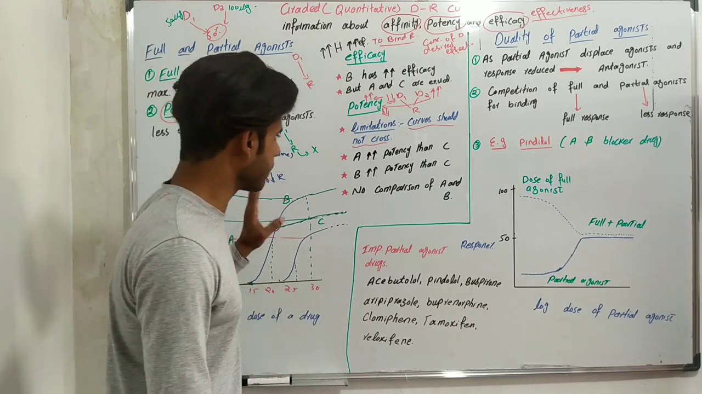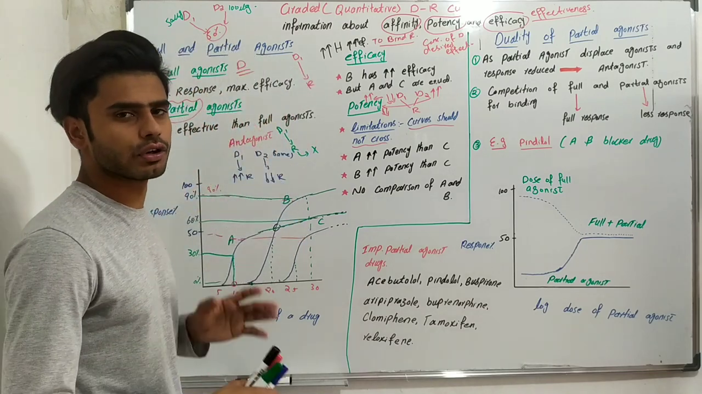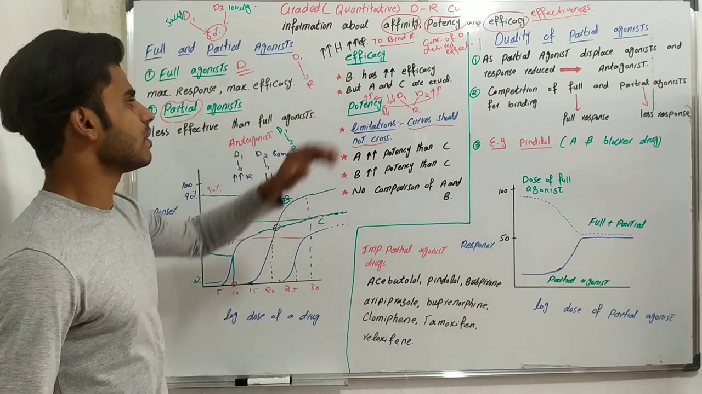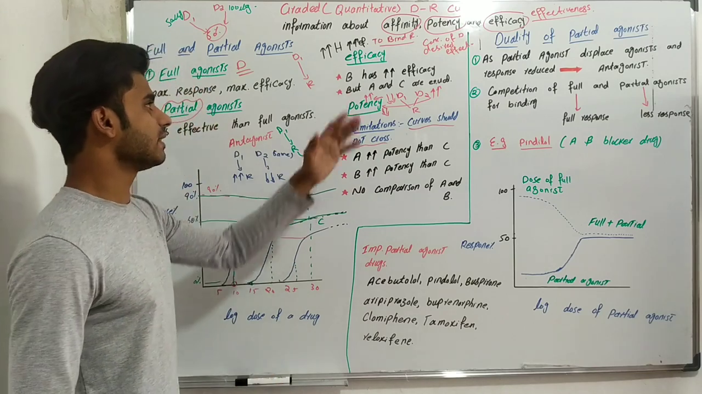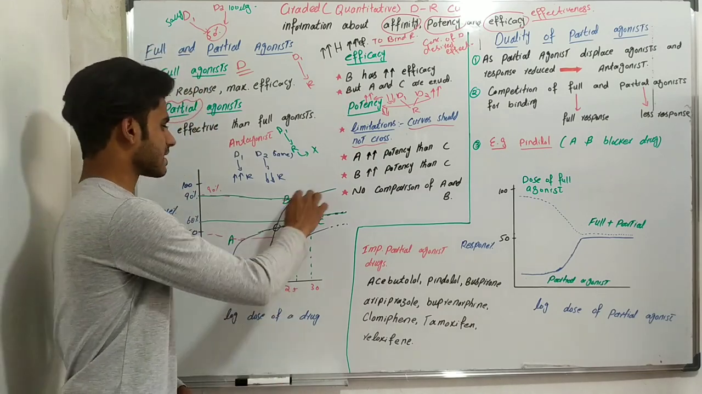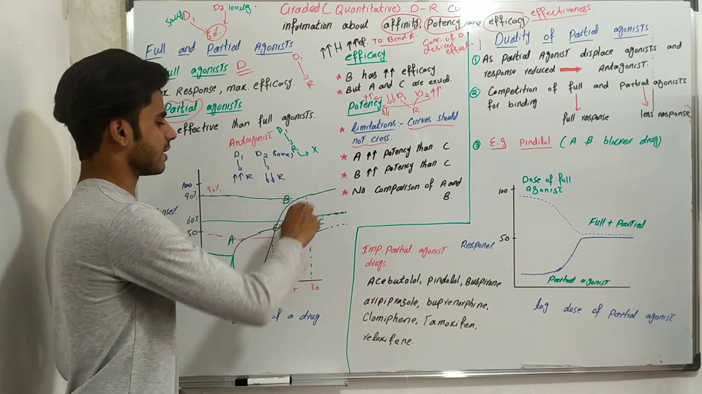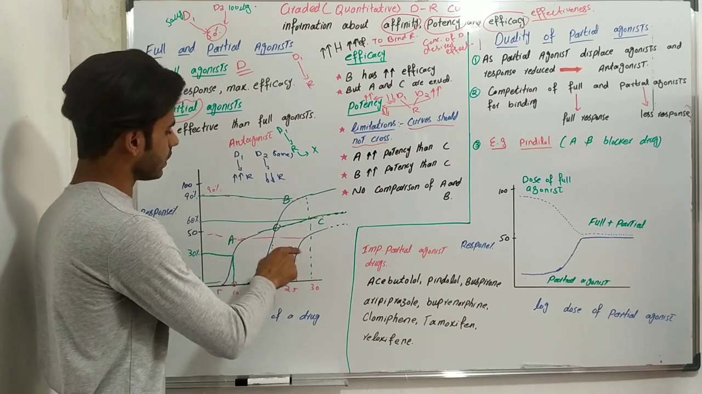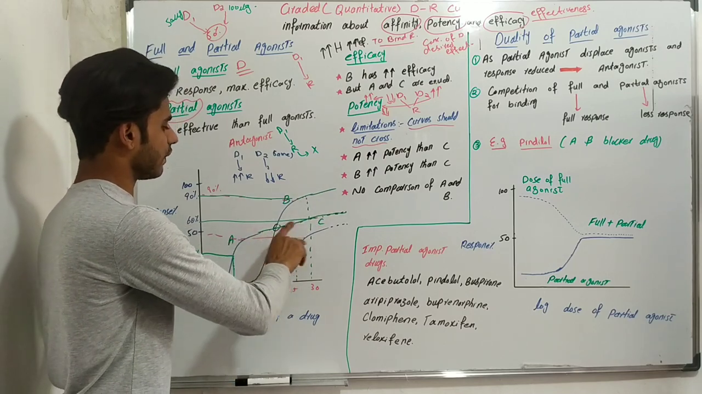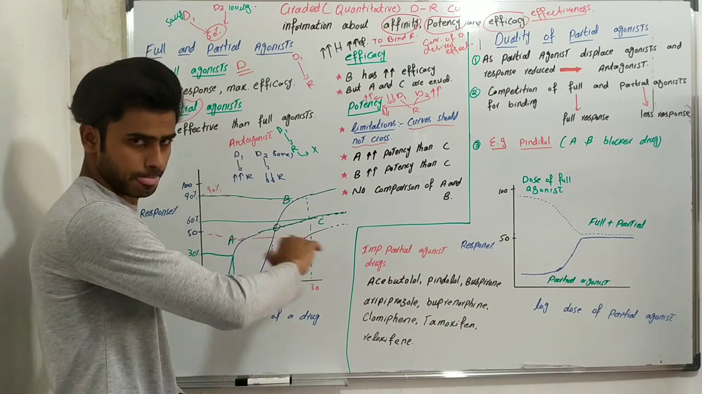I think now it is understandable for you. I would simply like to repeat this: when we check the efficacy, the greater the height, the greater the efficacy. B has greater height as compared to these both, so B has greater efficacy. These both are equal to each other, so they have equal efficacy because they both have the same height.